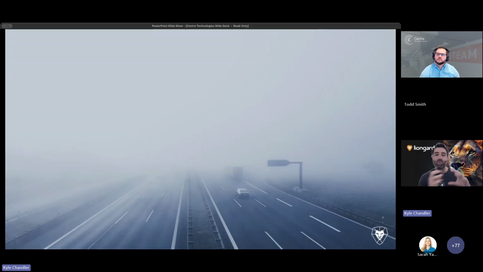If you think about the world we live in right now, I think this picture sums it up. It's a world of low visibility. If you think about people driving on this road, they can't see 50 feet in front of them.